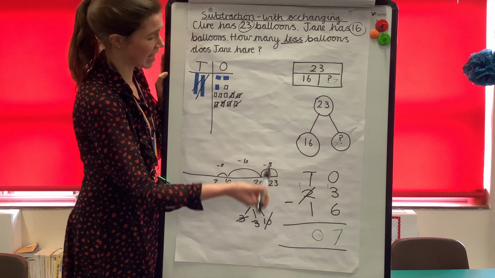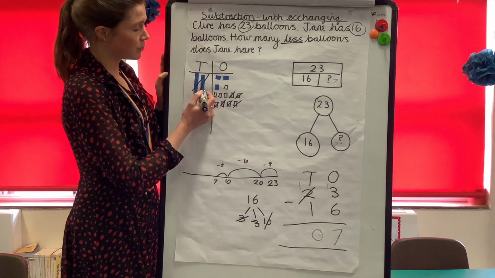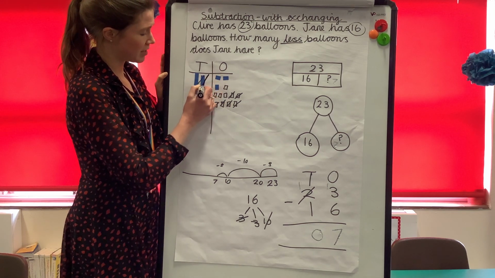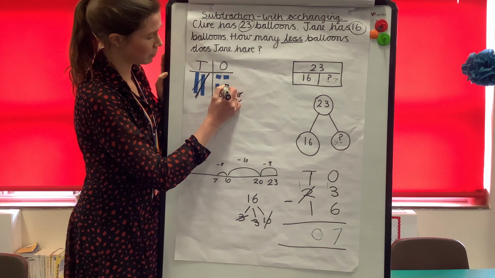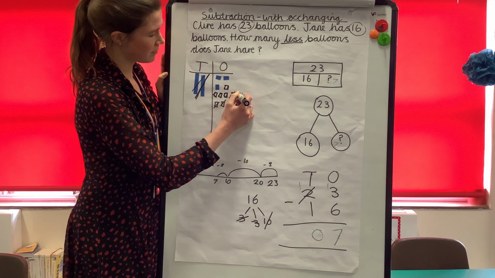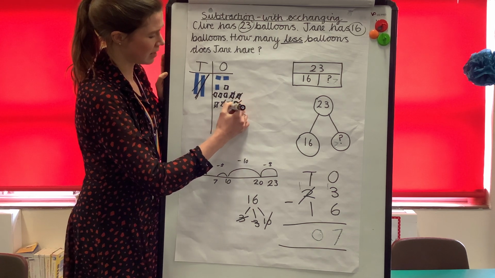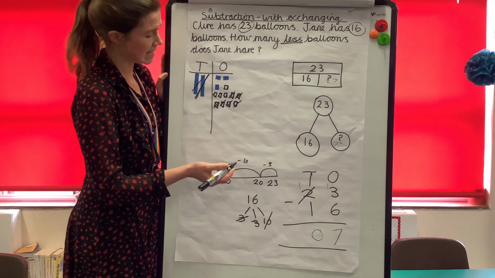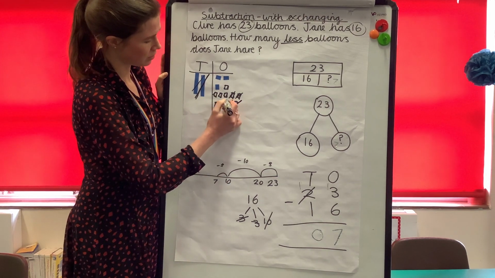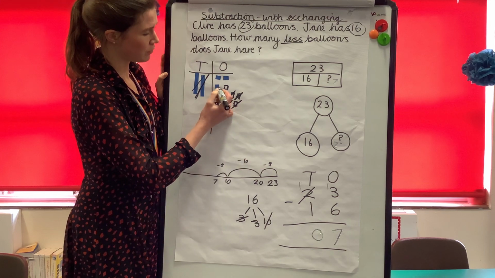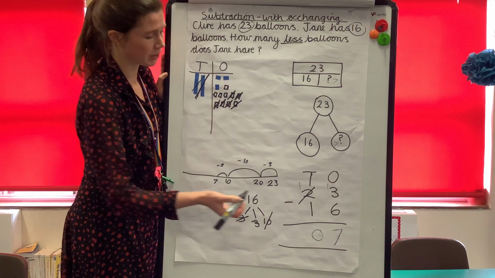So to exchange then, I'm going to be taking one of those tens and I'm going to be exchanging it for 10 ones. So if I cross out one of the tens, I can draw in 10 ones: 1, 2, 3, 4, 5, 6, 7, 8, 9, and 10. Now I need to take away 6: 1, 2, 3, 4, 5, 6, which leaves me with 1, 2, 3, 4, 5, 6, 7 in my ones column.